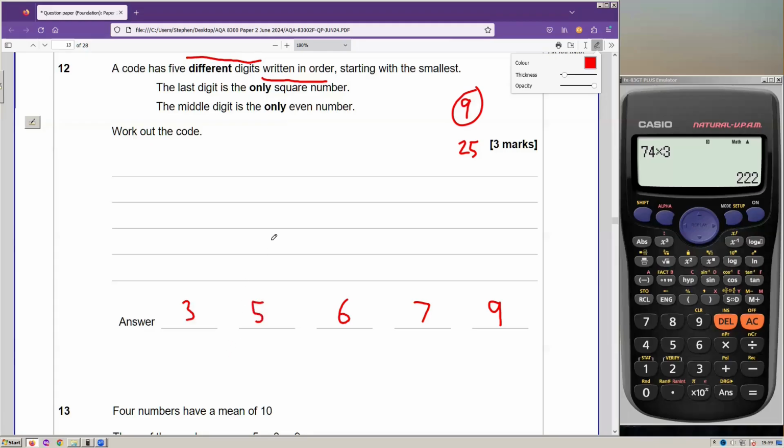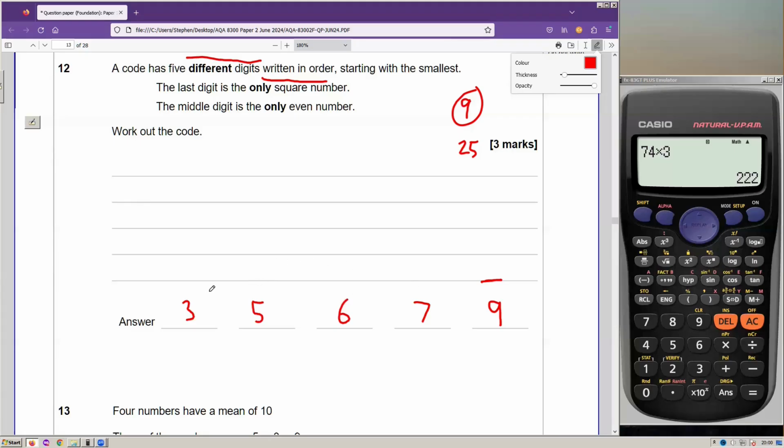This one seems a bit confusing to me. I'm not quite sure why. Last digit is the only square number. Ah, can't have a 4 because that would be a square number. Okay, and so yes, that's fine.